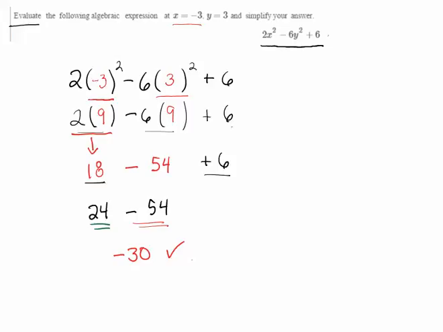So evaluating this expression simply means to substitute for the variables the numbers that they give you, and then go ahead and do orders of operations, and in this one we get negative 30.